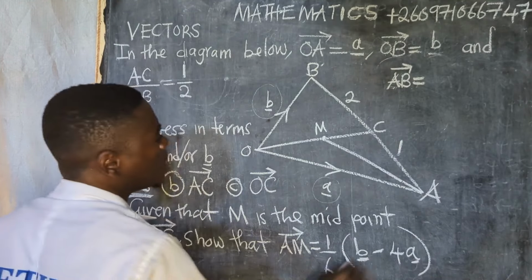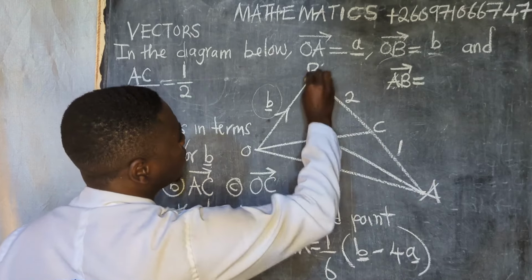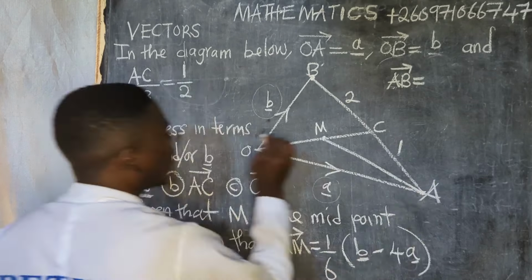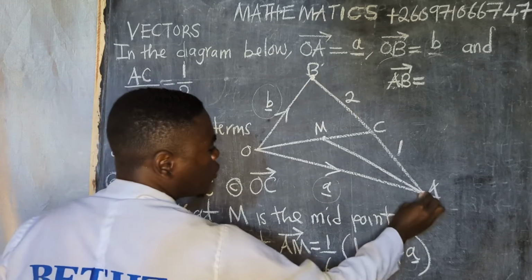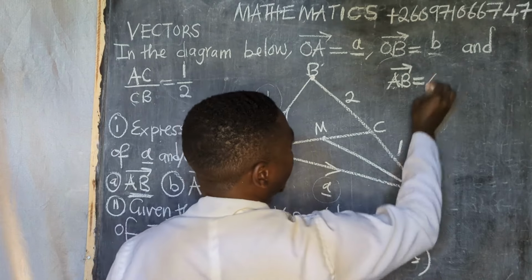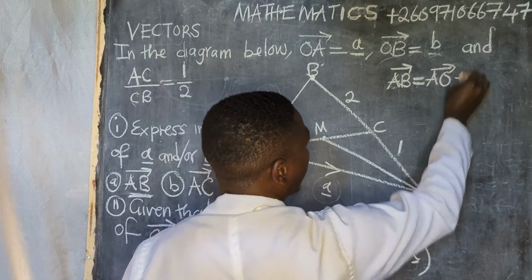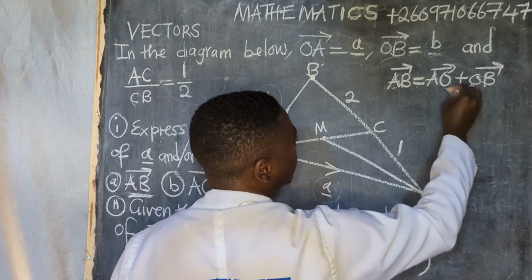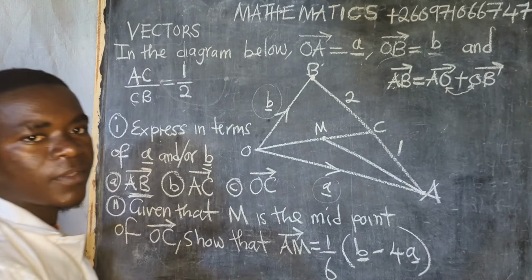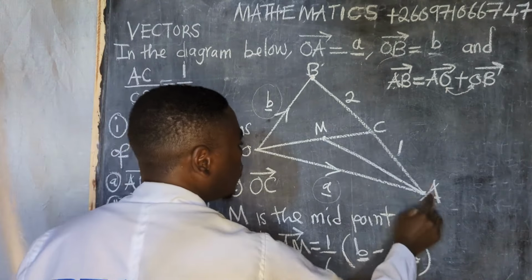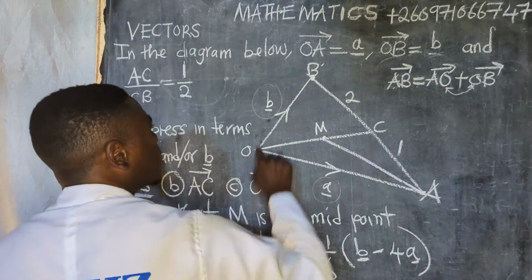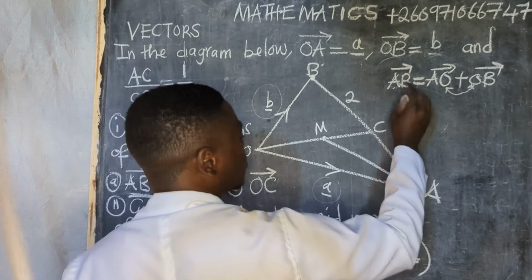Where is A? A is here. You are going this side. So how are you going to move? A, O, O, B. You reach in 2 steps. You start at A, so vector AO plus OB. Have you seen, these two are the same. From here to there, there to there. You are not supposed to say that I'll go direct, because you don't know what this side is. That is why we are finding it.